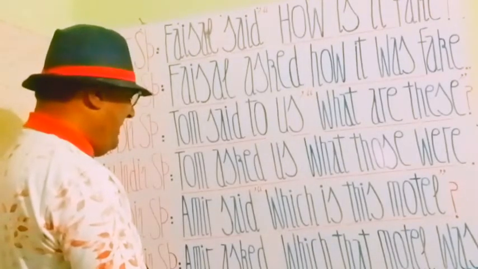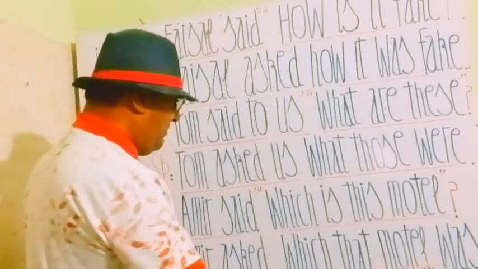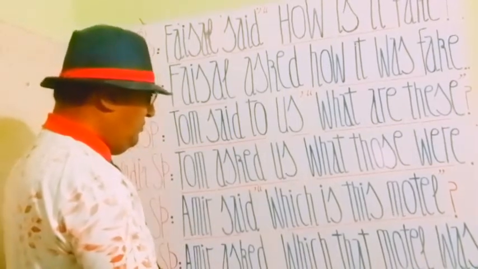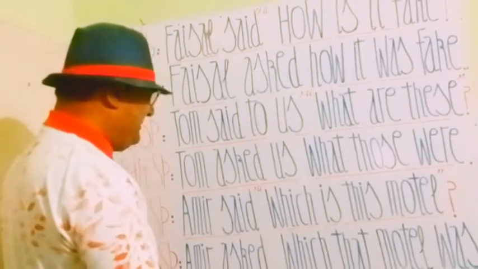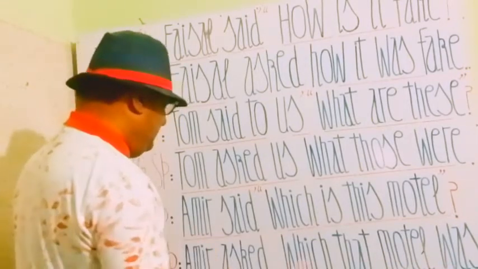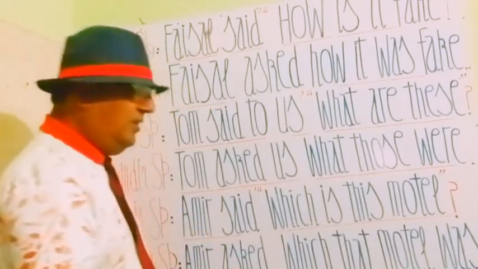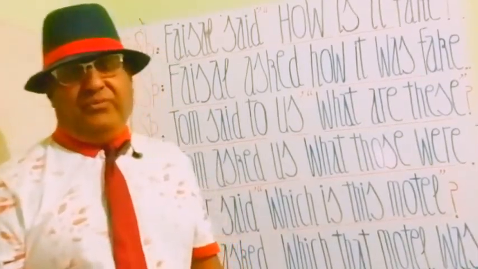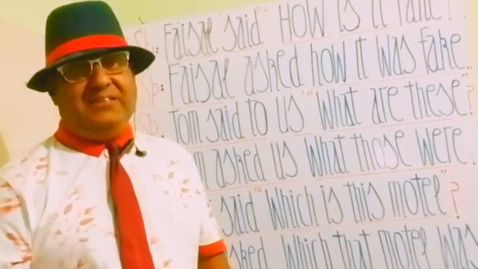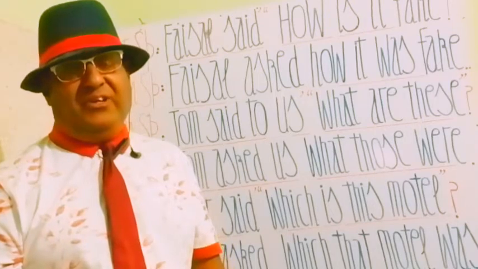So read this statement out again. Amir asked which that motel was. आमिर ने पूछा वो कौन सा होटल था. Amir asked which that motel was. Amir ने पूछा वो कौन सा होटल था. कॉमा क्लोज. You see, my students, again a beautiful statement. Amir asked which that motel was.